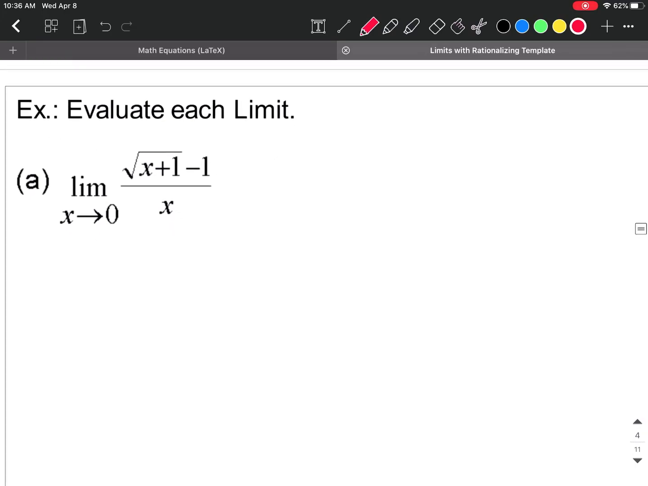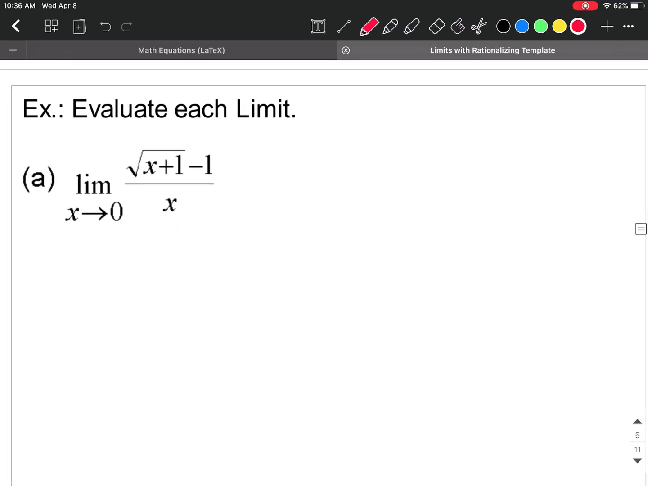Let's try a new problem. You ready for this? So we're going to do the limit as x approaches 0 of the square root of x plus 1 minus 1 all over x. If I plug in 0, I can see right away the bottom is 0. Well, look at the top. That would be the square root of 1 minus 1. That's also 0. So we have 0 over 0.